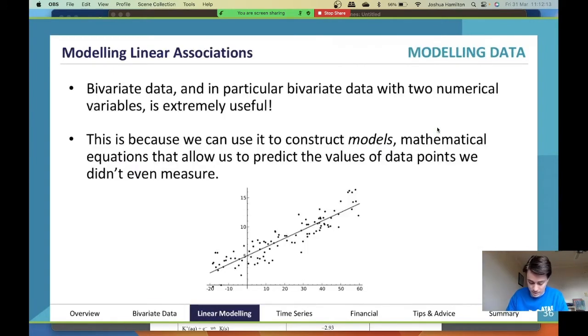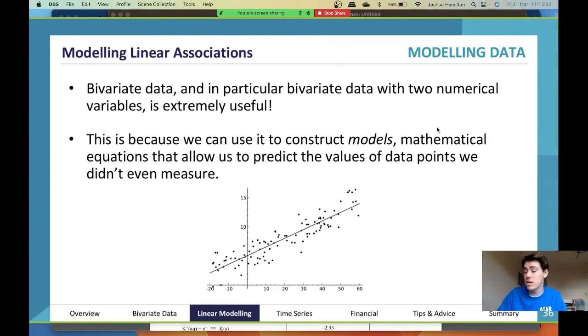Moving on. Now, modeling linear association. This is where we talk about all our scatter plots and everything to do with scatter plots. When we talk about scatter plots, it's really important that we understand that they are used in everything and they are just the best way of modeling data.